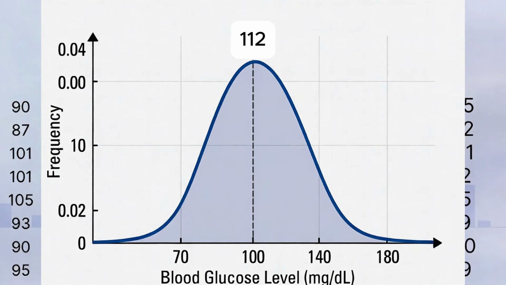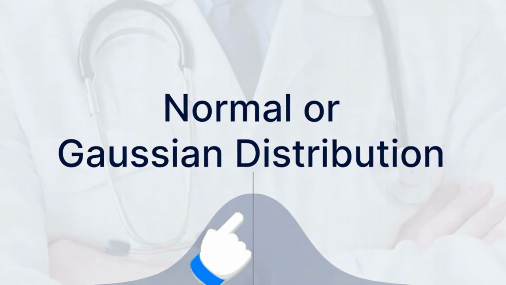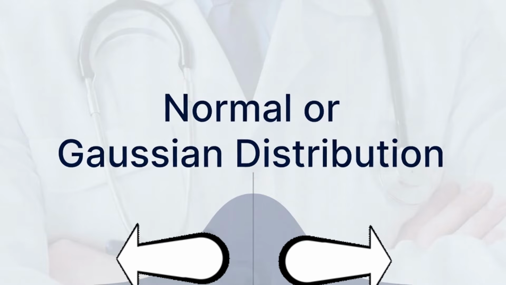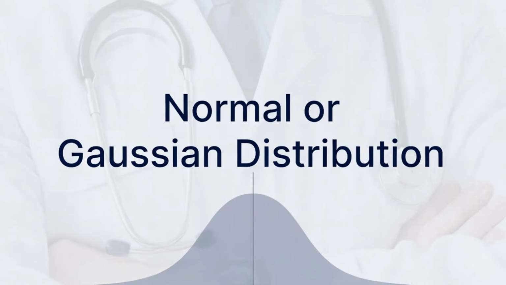And it turns out, a lot of things in nature have a distribution like this. We call this a normal or a Gaussian distribution, and it's clustered around some central number, and then it tapers out evenly as you go away from that central number, either higher or lower, and many things are like this.